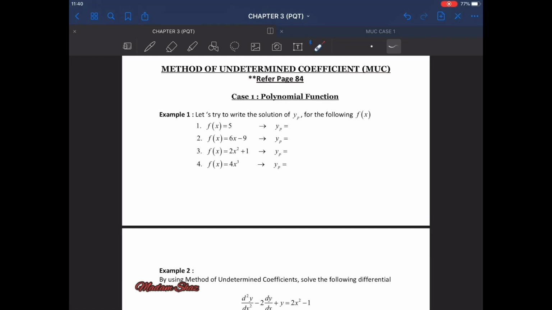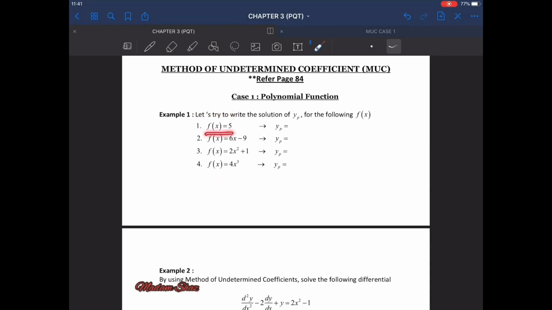So case 1 means that your fx is equal to a polynomial function. So what do we mean by a polynomial function? Polynomial means that you have any function in terms of x with any power or any constant. So this is the example for your fx in terms of a polynomial function.